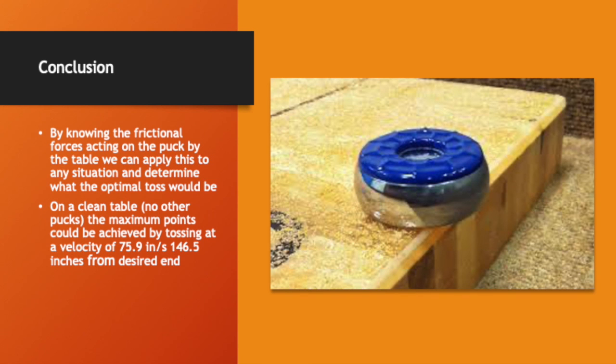In conclusion, we are able to use our observational data to solve for the frictional force which occurs between the puck and the board. We could then use this frictional force and apply it to any situation to determine what the optimal toss would be.